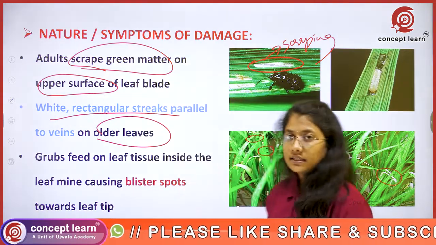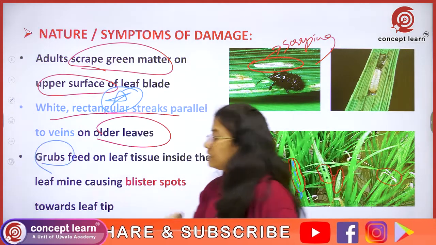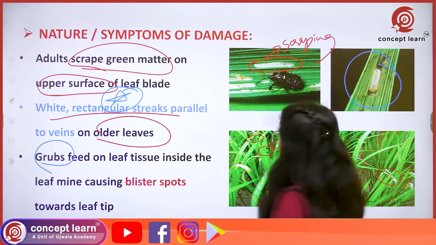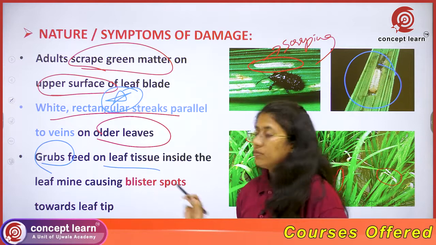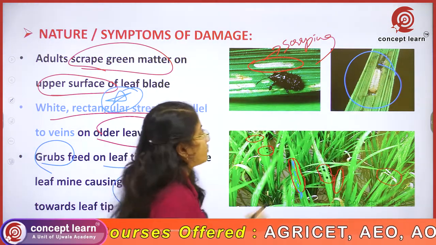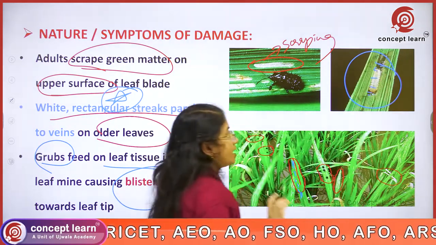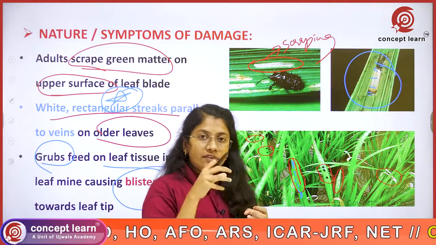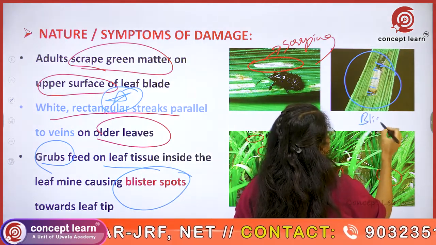These rectangular streaks are usually formed by the rice hispa, and we can also see the grubs, its immature stages. Here you see the immature stage of the rice hispa, known as the grub, and it feeds upon the leaf tissues, causing blister spots towards the leaf tip. Usually it is covered here like this with a type of membrane, and within it the grub is found, and as soon as it feeds upon the leaf tip portion, it results in the formation of blister spots.